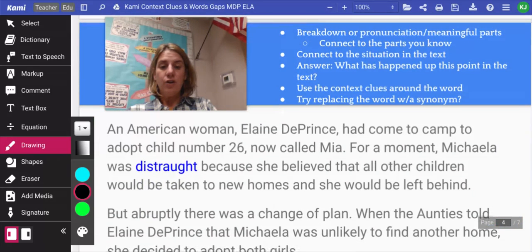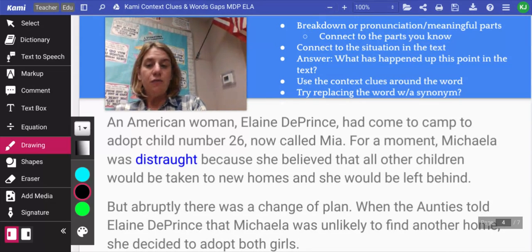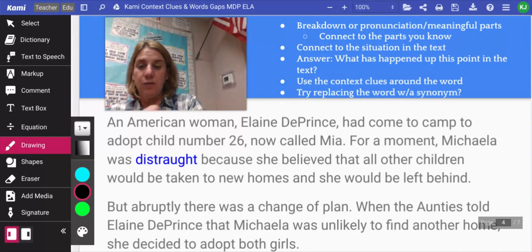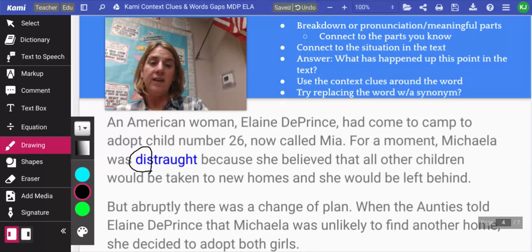Here we go. So we have our word in blue already. And even before I jump into the text, I'm noticing that it has a prefix. So that's going to help me pronounce it, and it's also going to help me analyze it. So remember, I want to connect to what I know. And I am thinking of words like disagree, disassemble. And I'm thinking that dis means something like not or to take apart or to be against.